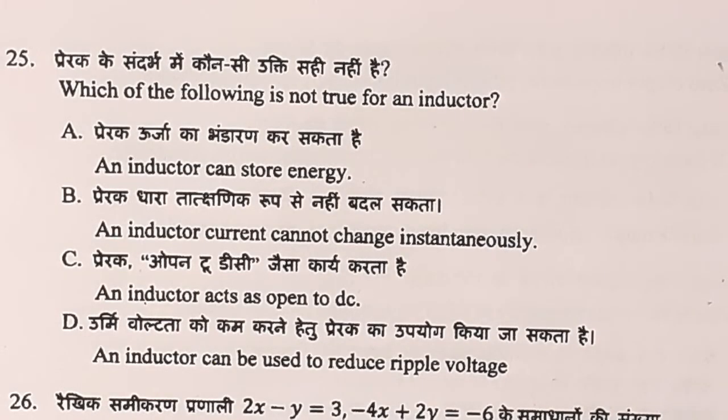Welcome to Curie Projects. This is the second part of the VSSC 2019 February Technician B Electronics question paper. In the first part we solved question number 1 to 24, and today we are going to solve question number 25 to 59. If you have not seen part 1, please watch it. So we will start the second part.